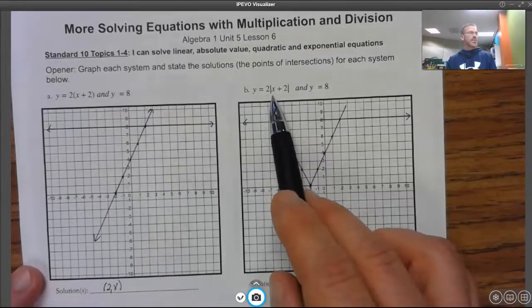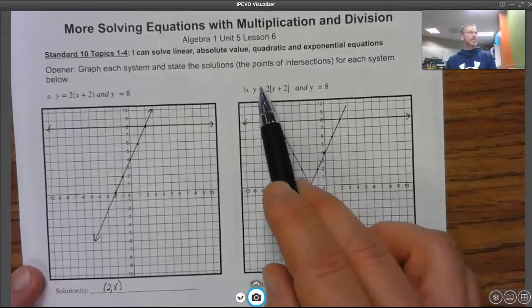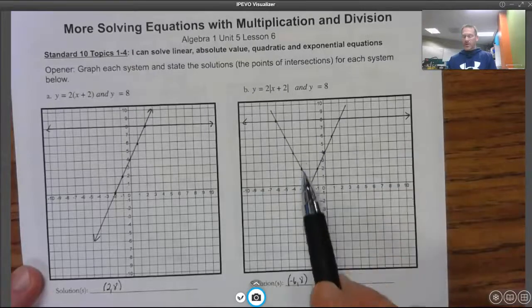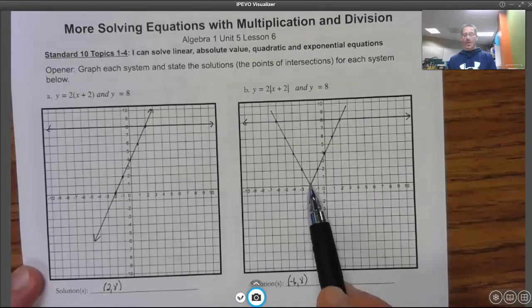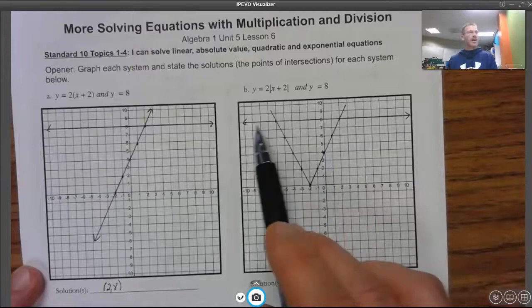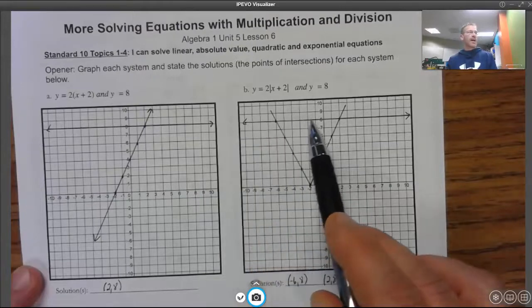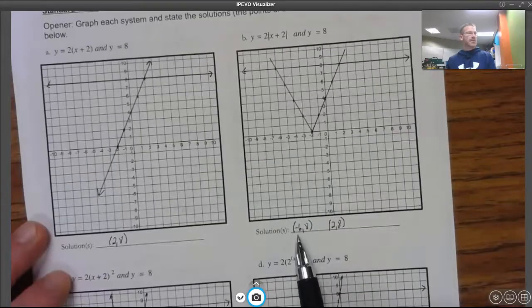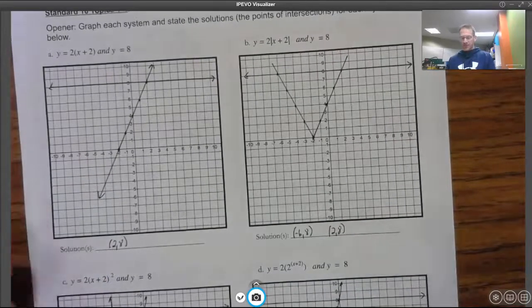Now part B. It's an absolute value equation, I see those absolute value bars. That means my vertex is (-2, 0). We know it's going to open up because it's a positive A value, so up 2 to the right one, up 2 to the left one, and we continue that. Once again, we get to that horizontal line, y = 8 up here, and you can see that we get 2 points of intersection, (-6, 8) and (2, 8).